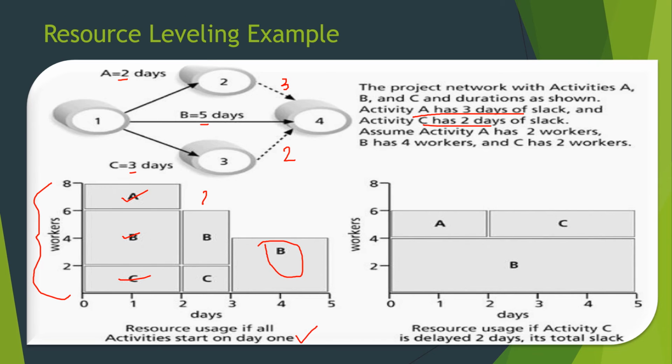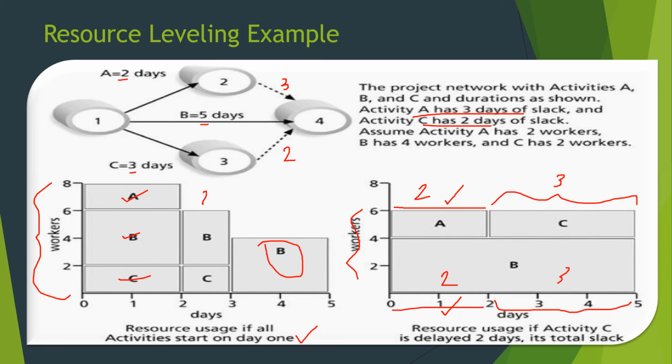Instead of that, what we are going to do is start with A and then B, because A is 2 days and B is 5 days. These 2 days are taken. Then from the remaining, we take B and then add C over there. C is 3 days, A is 2 days, so 2 and 3 make 5 days. So it can be completed, and we need only 6 workers instead of 8 workers. Just 6 workers is enough. That is the resource usage if activity C is delayed 2 days, its total slack.